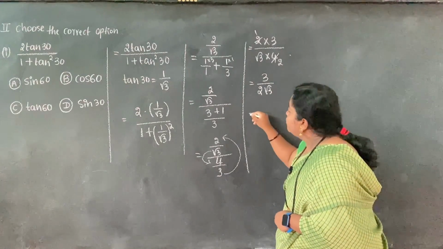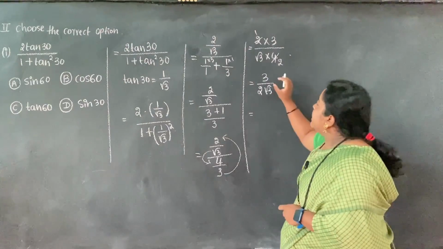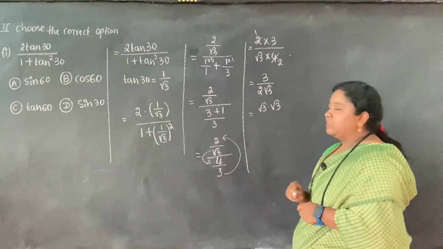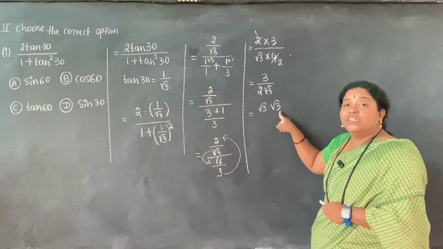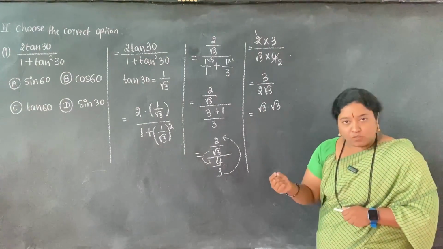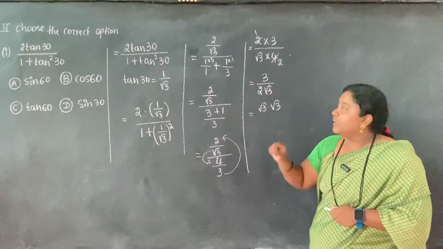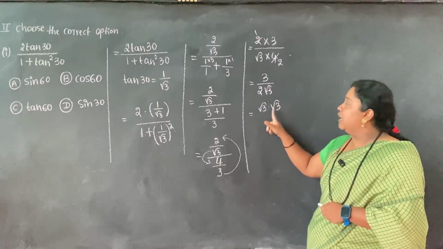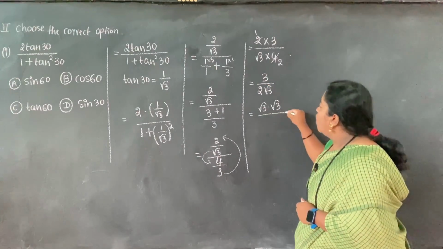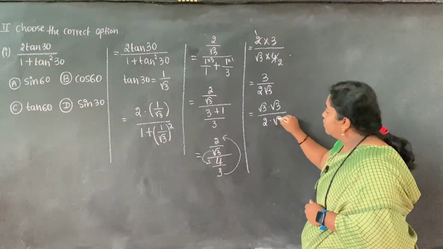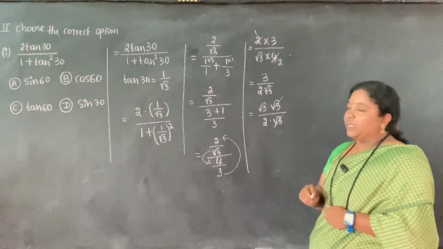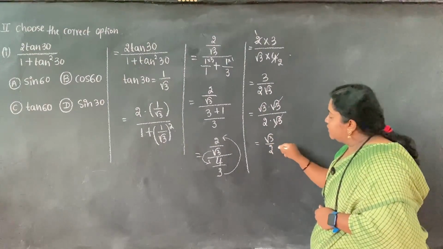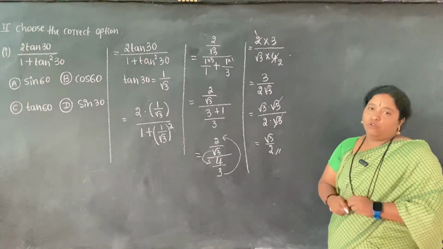And you have to remember one more thing, dear. Can I write 3 as root 3 into root 3? Because you already know root 3 into root 3 is nothing but root 3 the square, where square and root get cancelled, I am again left with 3. So I'll write here 3 can be written as root 3 into root 3, whole divided by 2 into root 3. Root 3 got cancelled. What I left with is only root 3 by 2. The final answer is root 3 by 2.